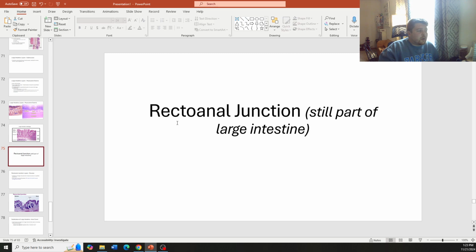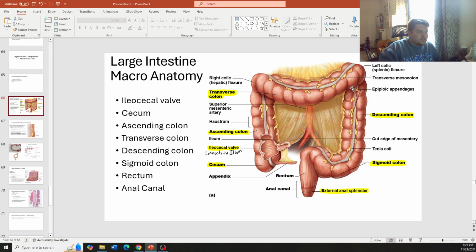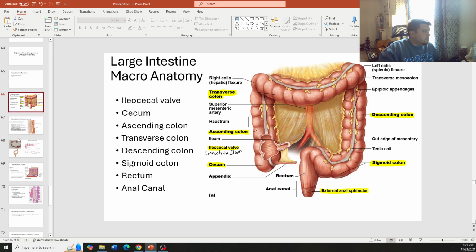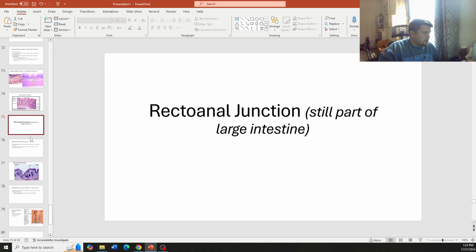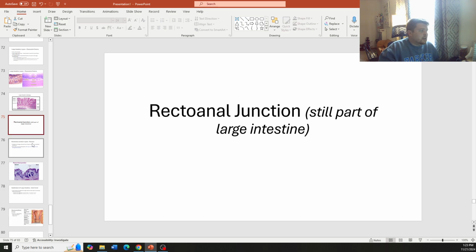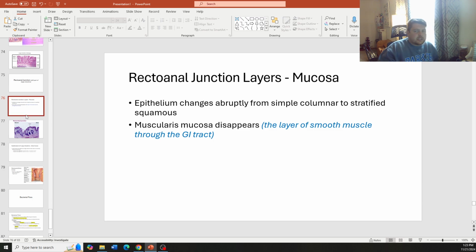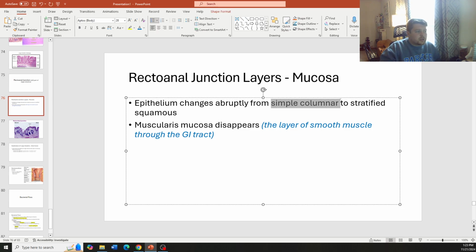So this is still part of the large intestine, but we're moving on from the big portion, all of this portion, and into more of the rectum and the rectoanal junction, which includes the anal canal. Here is the distinction we want to make. The large intestine is similar all the way through until we get to the rectoanal junction, where we get a change in the epithelium. It changes from simple columnar to stratified squamous.